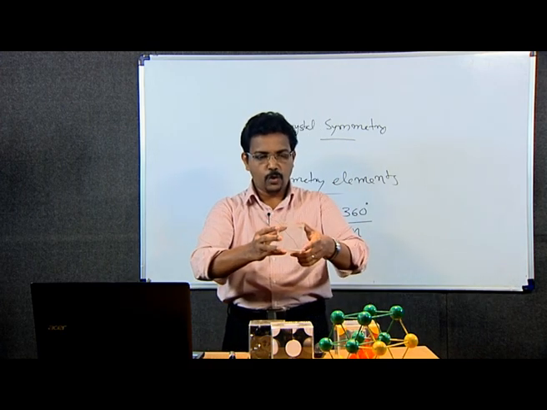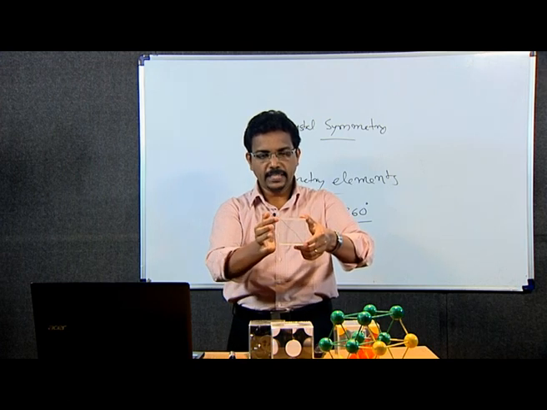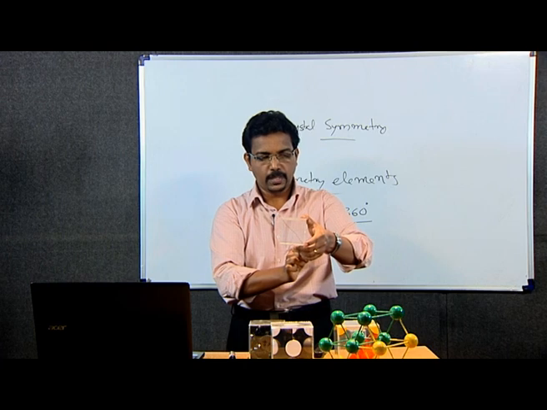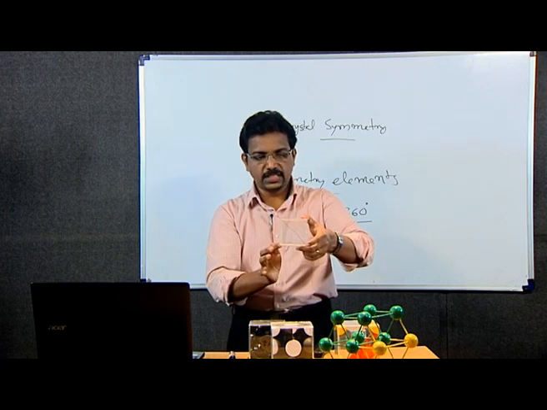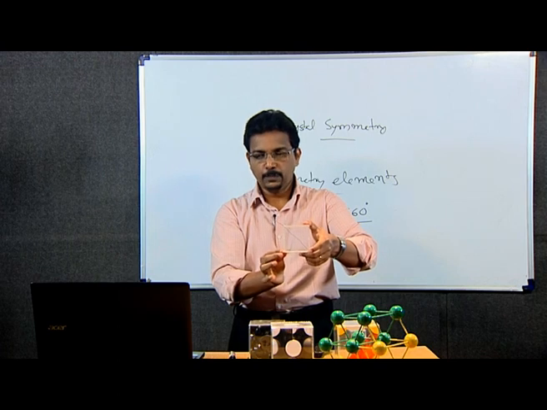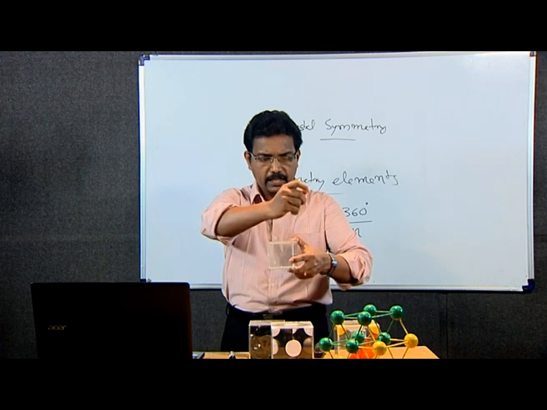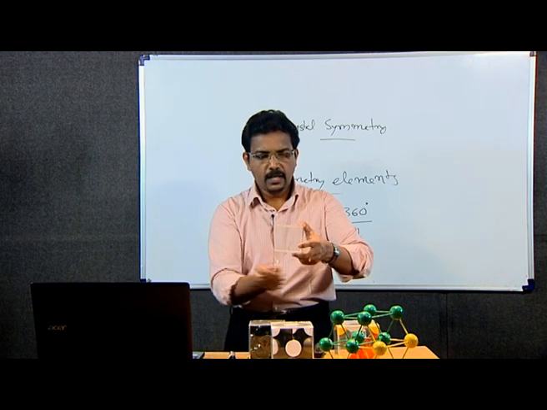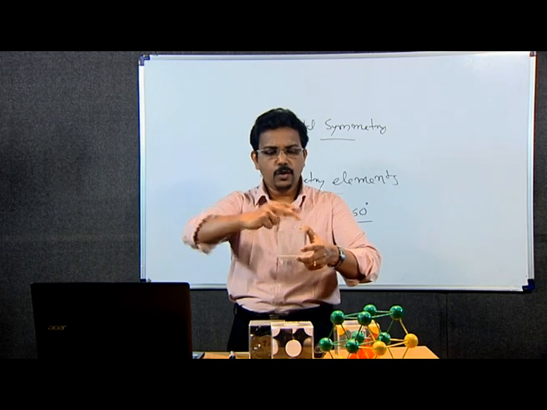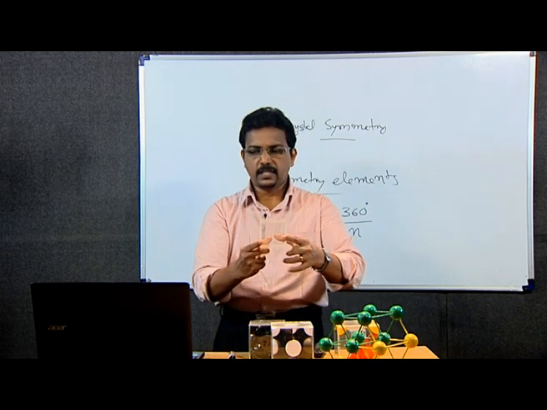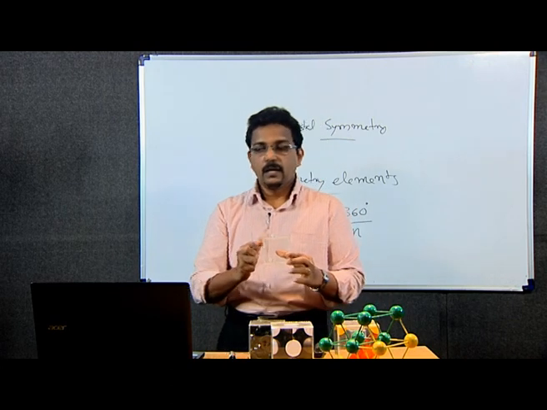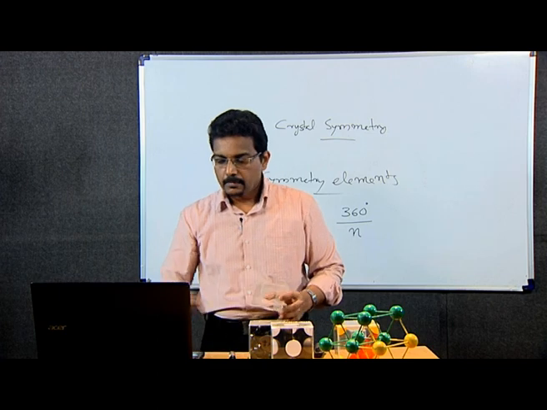There are 8 corners for a cube. So 8 corners means here one corner and here another corner, so there are 4 such axes you can make in this cube. So we can see that a threefold symmetry axis is a triad axis. A cube possesses 4 such triad axes. One is like this, the second is along this, and the third and fourth are this one. Totally 4 axes are there. A cube possesses 4 triad axes.